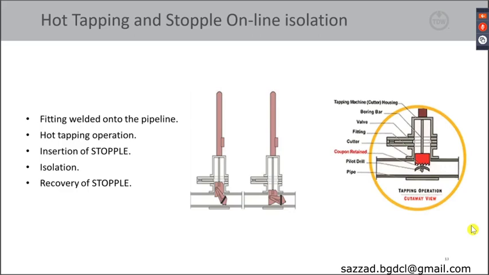Next, the stopple system is inserted through the fitting to isolate the pipeline as shown in the figure to the left. And once the isolation has been completed, the stopple can then be removed.